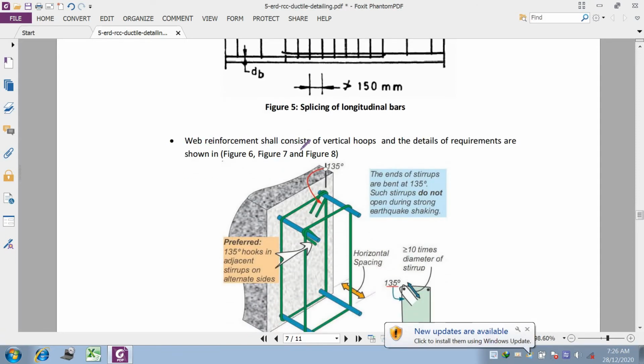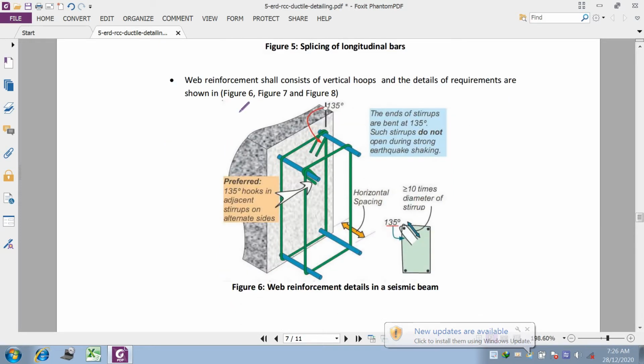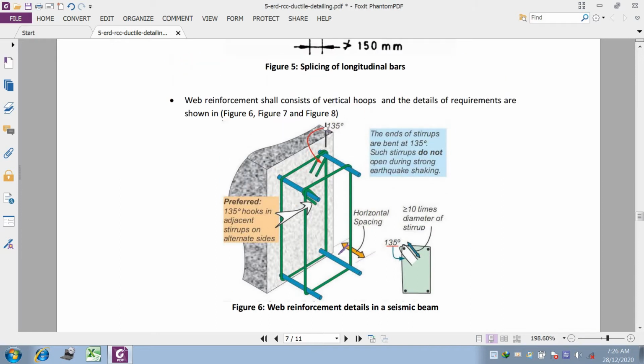Web reinforcement shall consist of vertical hoops, and the detail requirements are shown in figures 6, 7 and 8. This is figure number 6, the web of the beam. The hoops are provided like this. Four bars are extended, 2 in compression, 2 in tension side. As per ductile detailing, the stirrup ends should be bent at an angle of 135 degrees. Such a stirrup does not open during a strong earthquake shake.